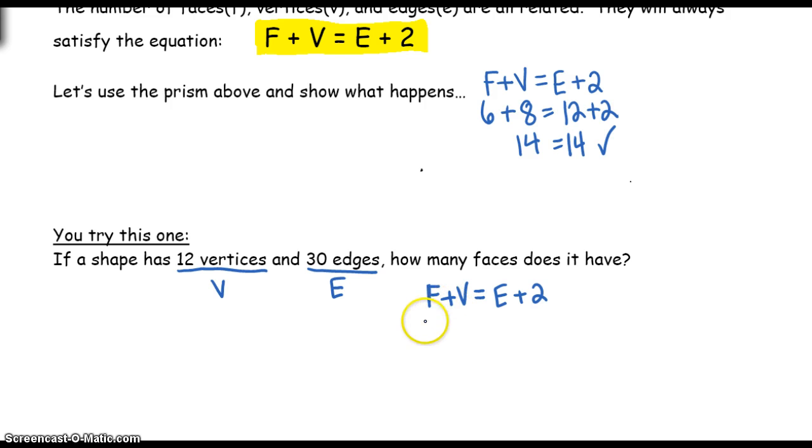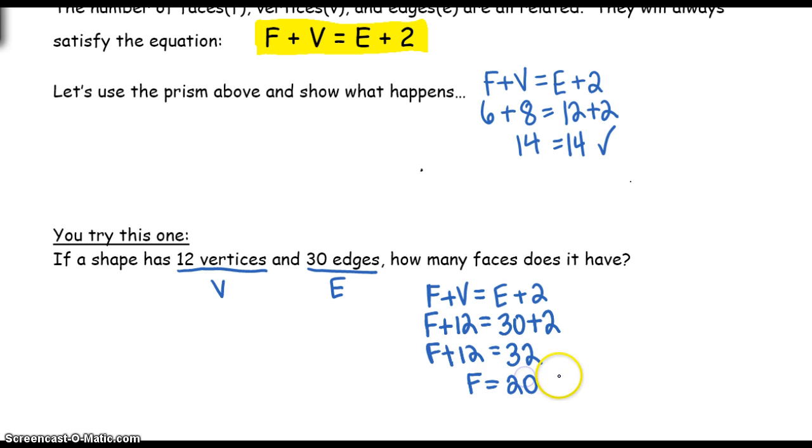So for F we don't know, V we know is 12, and E we know is 30. So then on the right hand side, if we do 30 plus 2, we'll get 32. And then if we subtract 12, we'll get 20. So this solid has 20 faces. Would you have known that without the formula? Probably not. Okay, so now that we have that done, let's keep on going.